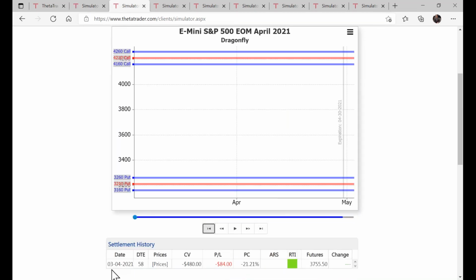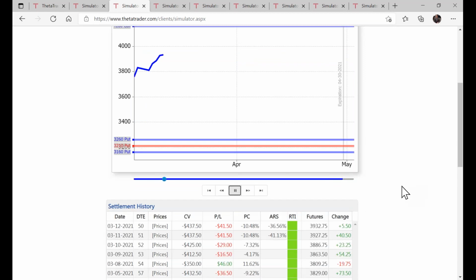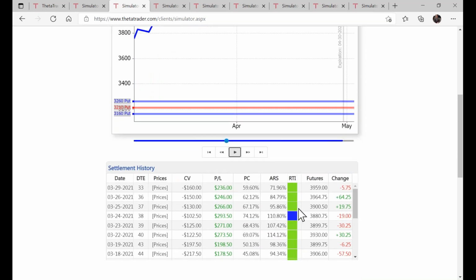Now, March 4, same date, end of month April, and instead of a Condor, you did a Dragonfly. Let's look at that result. Look at this. It turned blue with 38 days left. What does that mean? It means take profits.